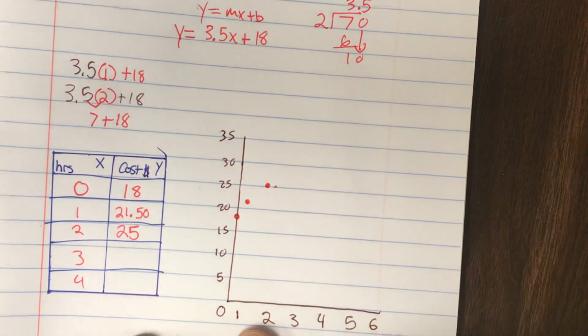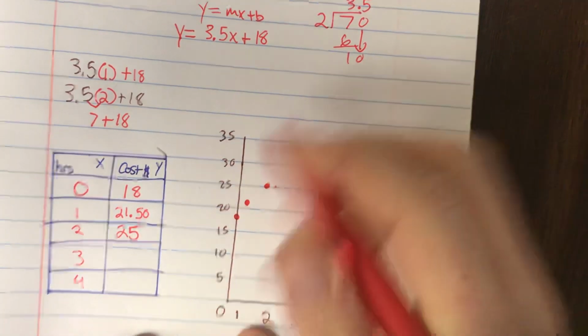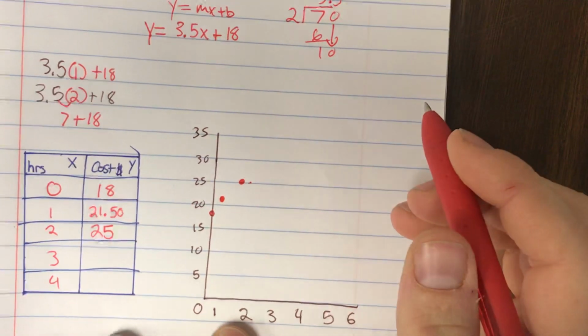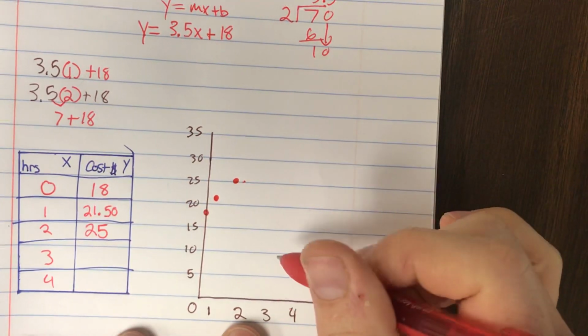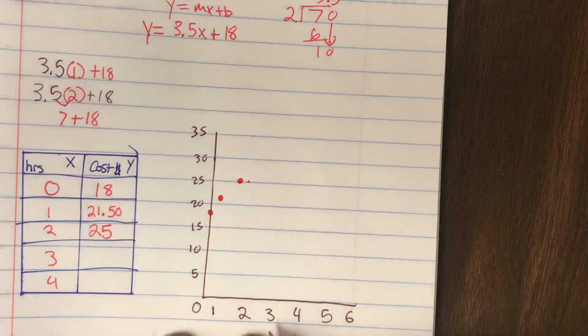Because we don't have lines on this, it's not going to be as straight as it would be on a piece of graph paper. But so you do 3 and 4, okay? So I want you to graph for the x value being 3 and the x value being 4.